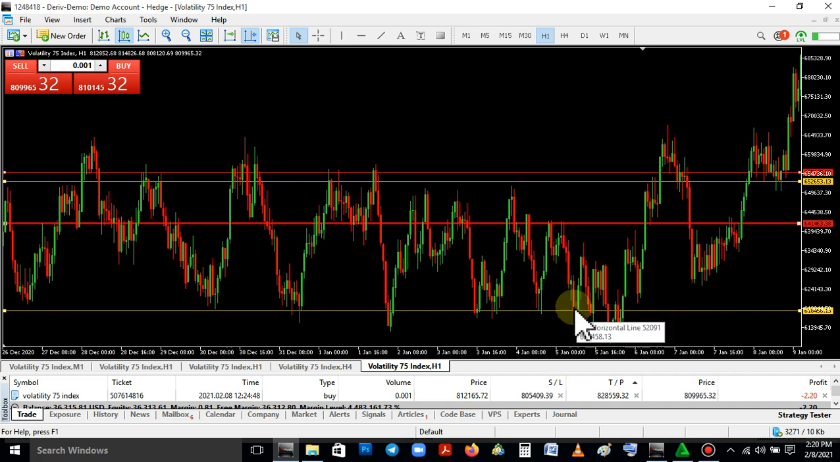So if my price is moving like this all this while, and I am here and my price comes down here, I will be looking forward to buying up.